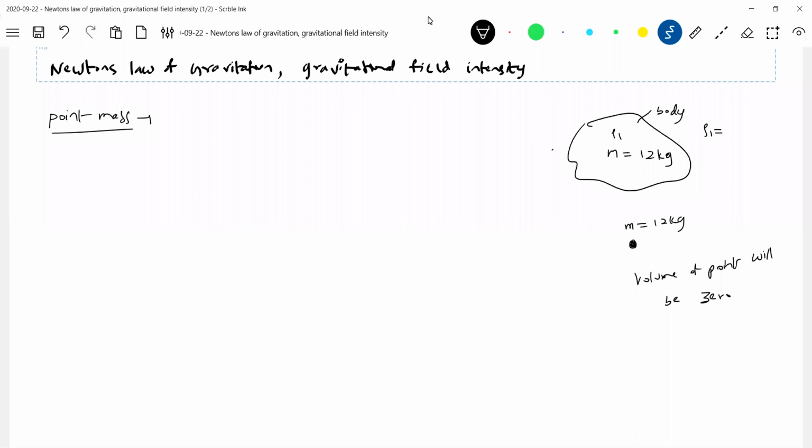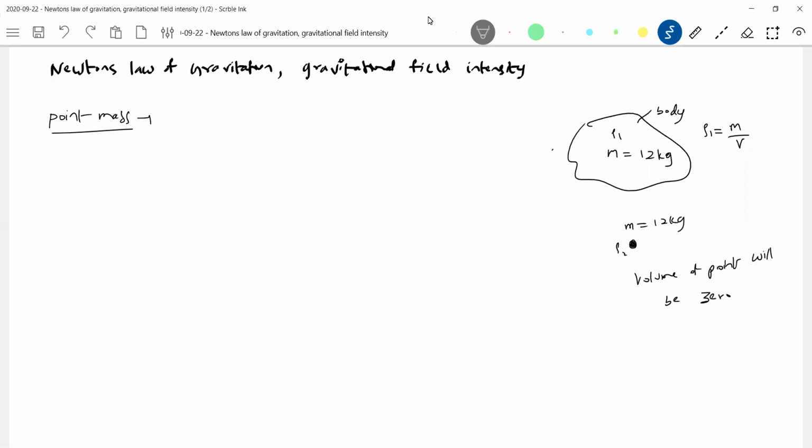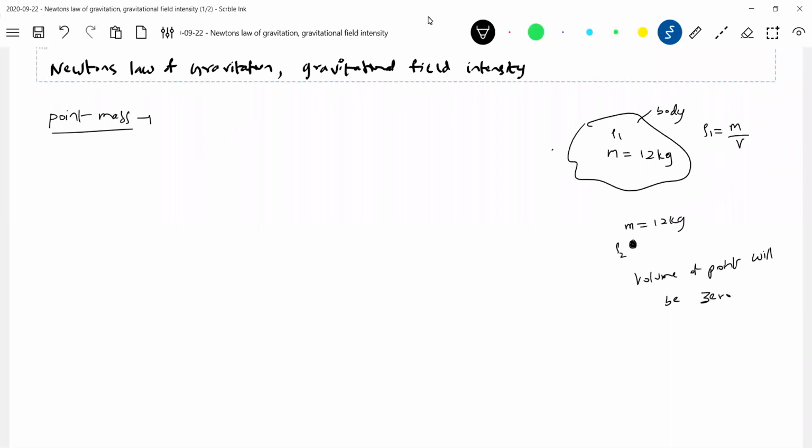Rho 1 equal to how much? Mass by volume. What about here? The density will be very high because the volume is almost negligible. So you can call this a super dense material. Point mass does not mean a negligible mass. This is something very important. Volume will be zero, so we can have a point mass.